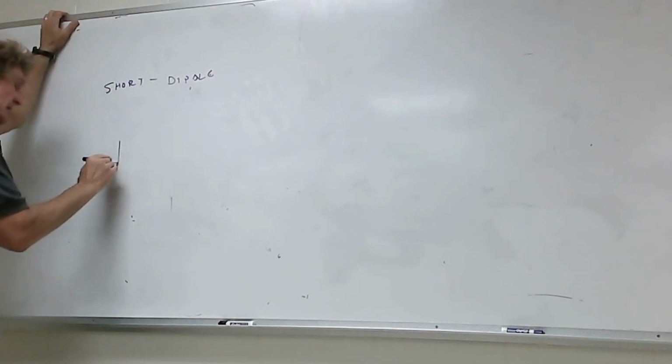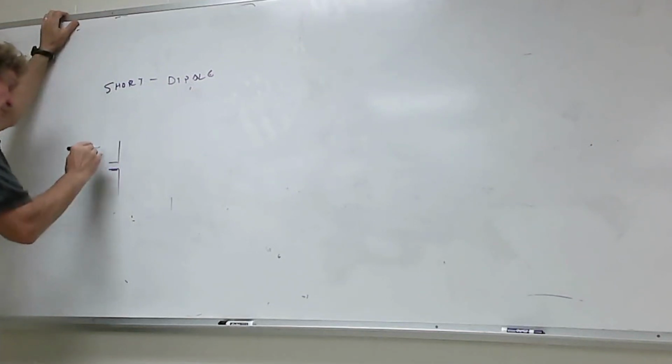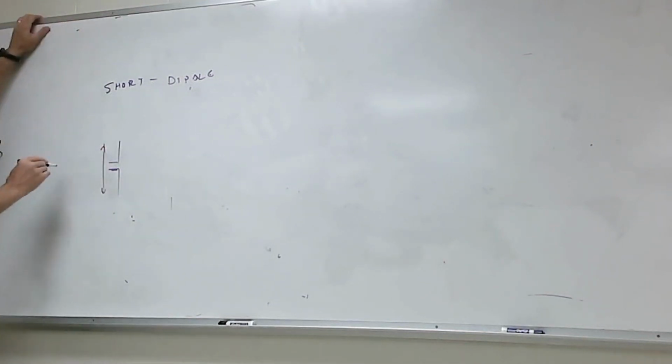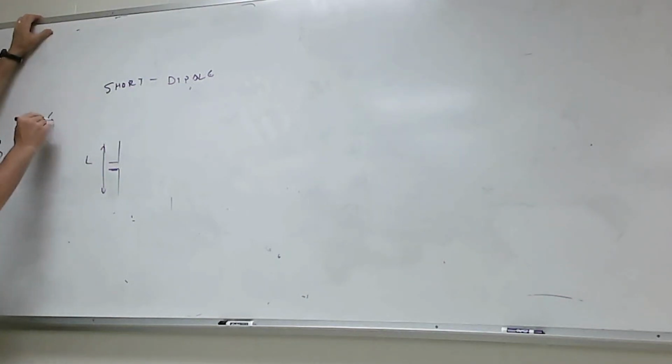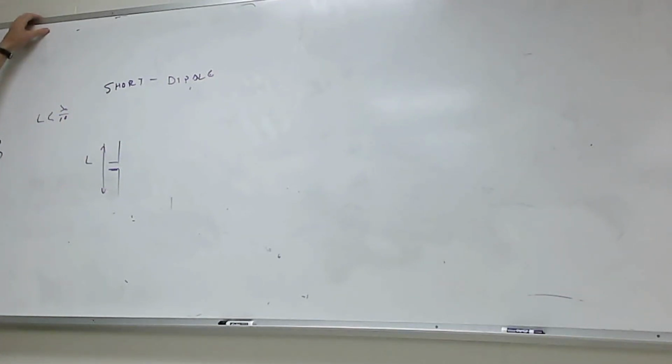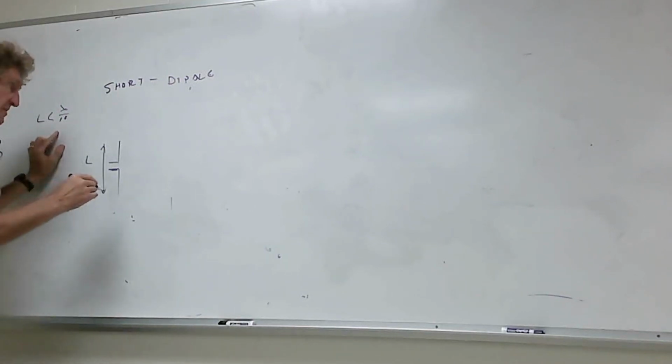And when you have a short dipole, what do you mean by short is the first thing. It means the length of the dipole is less than lambda over 10. That's the standard definition. Now I want to tell you something. The way they do it in the book, there's something that is not quite right. They're going to do it this way for a reason though.